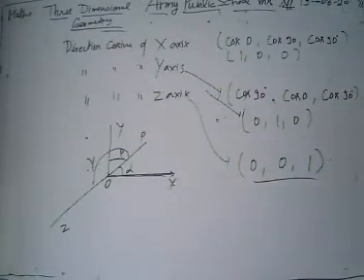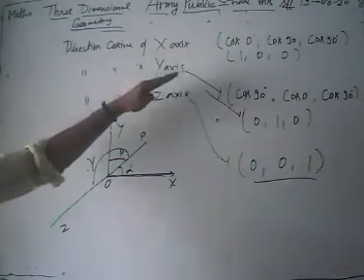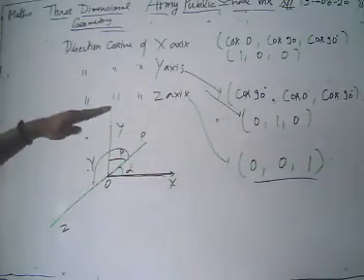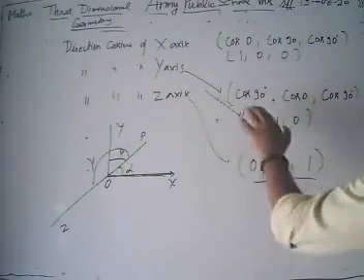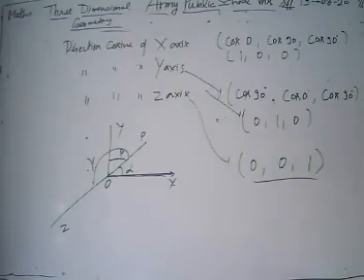Here we have found the direction cosines of the x-axis, y-axis and z-axis. The direction cosines of the x-axis are 1, 0, 0. The direction cosines of the y-axis are 0, 1, 0. And the direction cosines of the z-axis are 0, 0, 1.